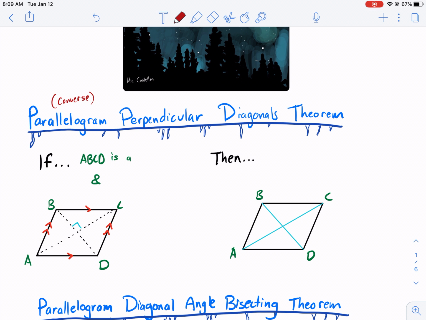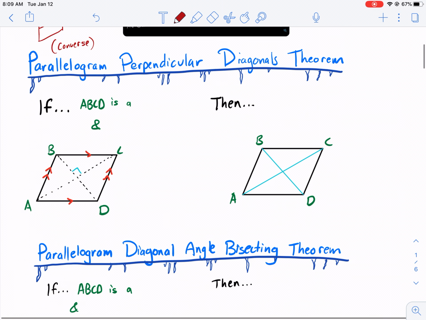Well, in 6.4, we learned that if something is a rhombus, then we know certain properties about the rhombus. Now we're going to say, okay, if we have a parallelogram with certain properties, then we can classify it as a rhombus. This is all about classifying shapes.